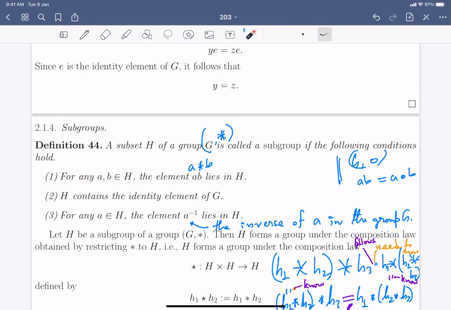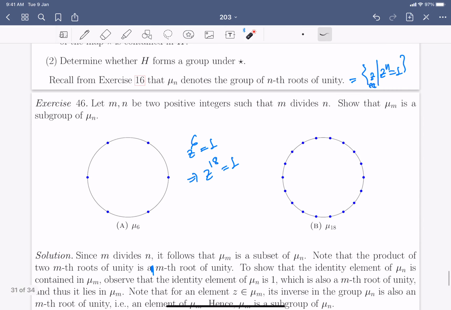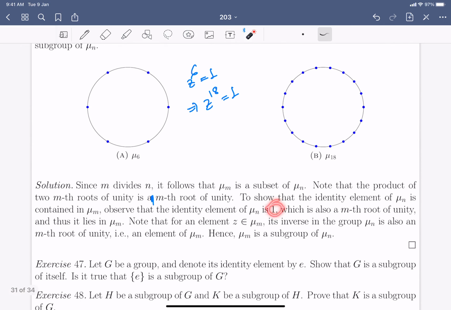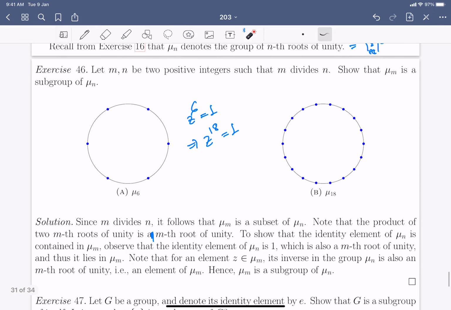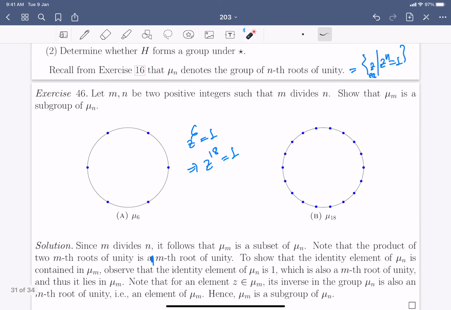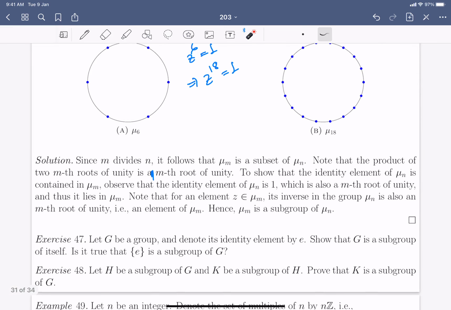For the second condition, you need to show that H contains the identity element of G. So the first task is to determine the identity element of G, right? Since we have already solved this exercise that mu n is a group, we know the identity element of mu n is 1, okay? And we also know that 1 is an element of mu m, since 1 power m equal to 1. So 1 lies inside mu m. So it follows that the identity element of mu n is contained inside mu m, okay?